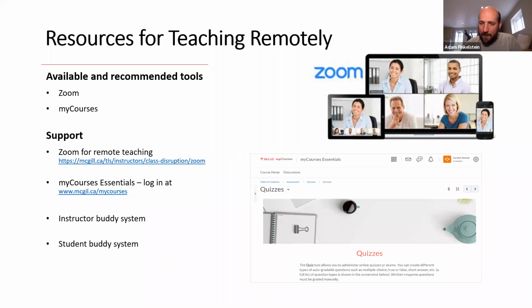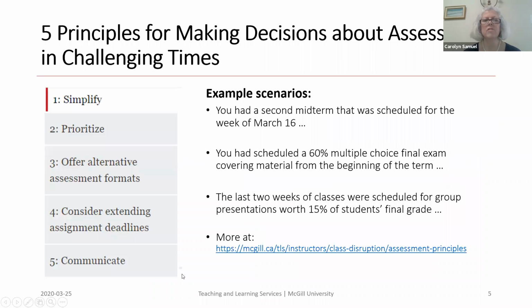Okay, so maybe we'll come back to the slides because we have a little bit more content to look at. And let me just advance here. So we wanted to make you aware of 5 principles for making decisions about assessment in challenging times, because we've all been working sort of under pressure. And we're proposing the 5 principles right here: simplify, prioritize, offer alternative assessment formats, consider extending assignment deadlines, and communicate.